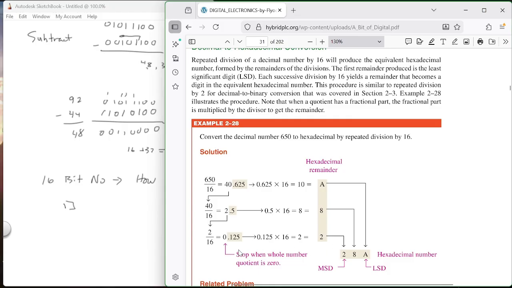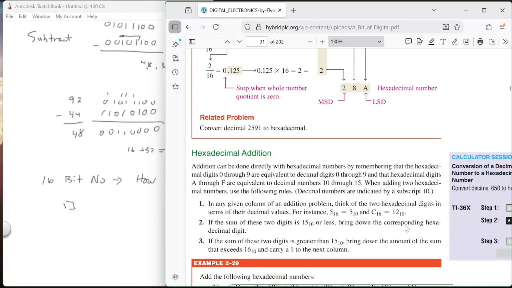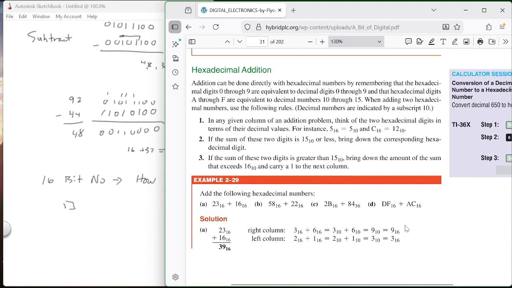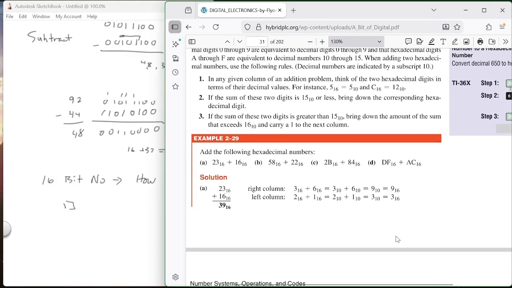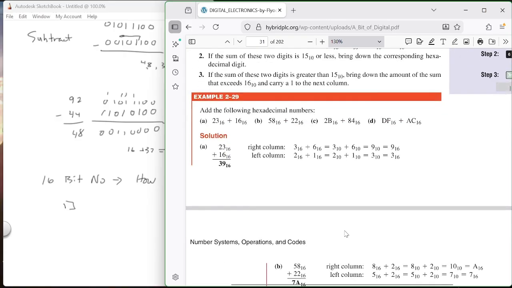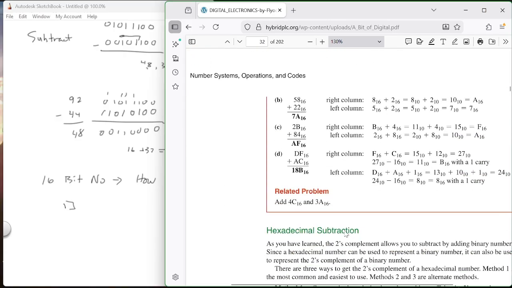Divide by 2, divide by 16, divide by 16, divide by 16. I'll plop your answer. Can you add and subtract in hexadecimal? Yes, of course. It's just binary. It's just crammed binary.